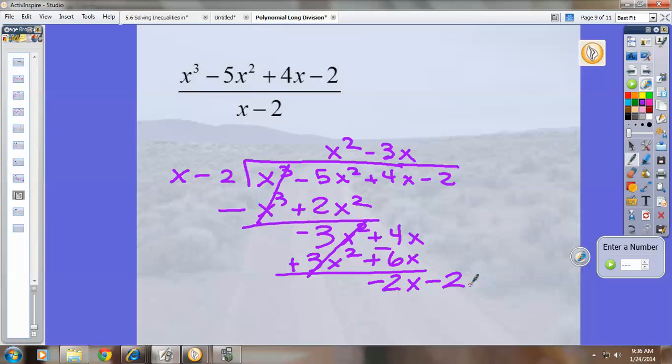So negative 2x divided by x is negative 2. Now multiply. Negative 2 times x is negative 2x. Negative 2 times negative 2 is positive 4. Now subtract. Change your signs. So negative 2 minus 4 is negative 6. So we write our answer as plus negative 6 divided by x minus 2. We may not always have a remainder, but if we do, this is how we're going to write our answer.